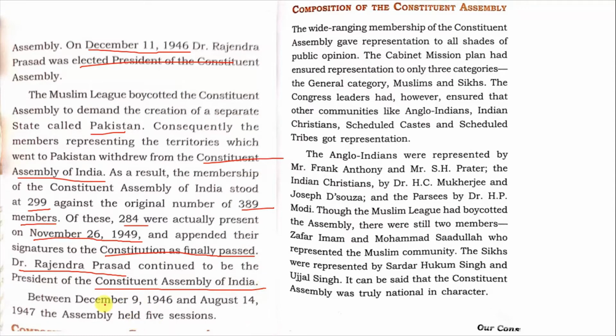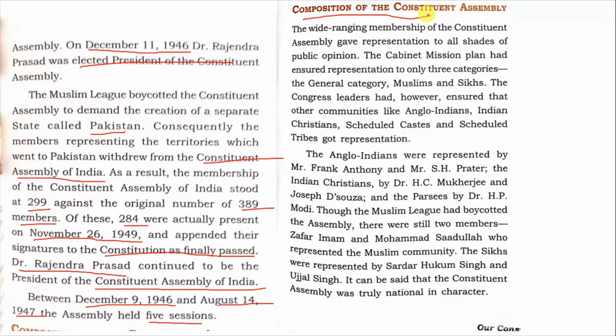And next, between December 9, 1946 and August 14, 1947, the assembly had 5 sessions. So between the first day the assembly was formed until August 14, 1947, that is a day before India gained its independence, the assembly had 5 sessions. And next we are going to learn about the composition of the Constituent Assembly. If you have any doubts, don't hesitate to comment in the comment box.